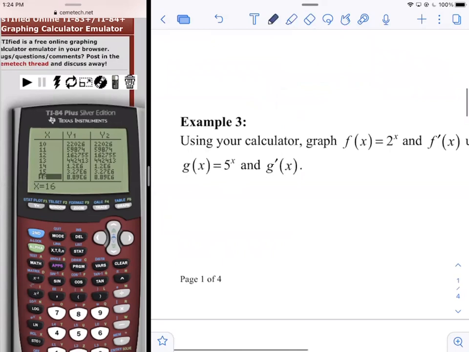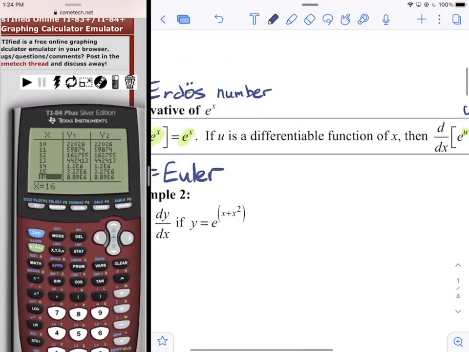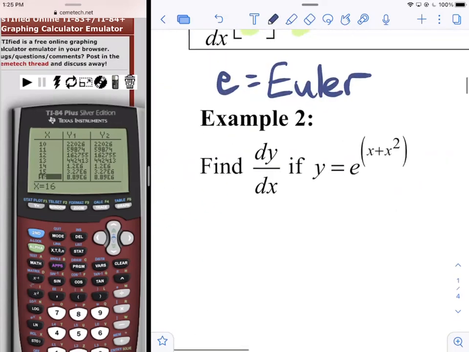All right, let's try it. Here it is. Example 2. Find dy/dx if y equals e to the quantity x plus x squared. So this is exponential, yes? How do we know it's exponential?